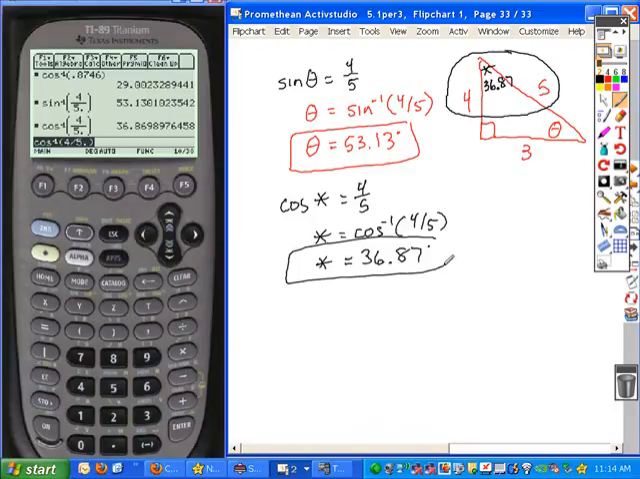So what you are going to be asked to do in a lot of these problems is set up a problem and use these trig ratios to either find missing angles or to find missing sides.